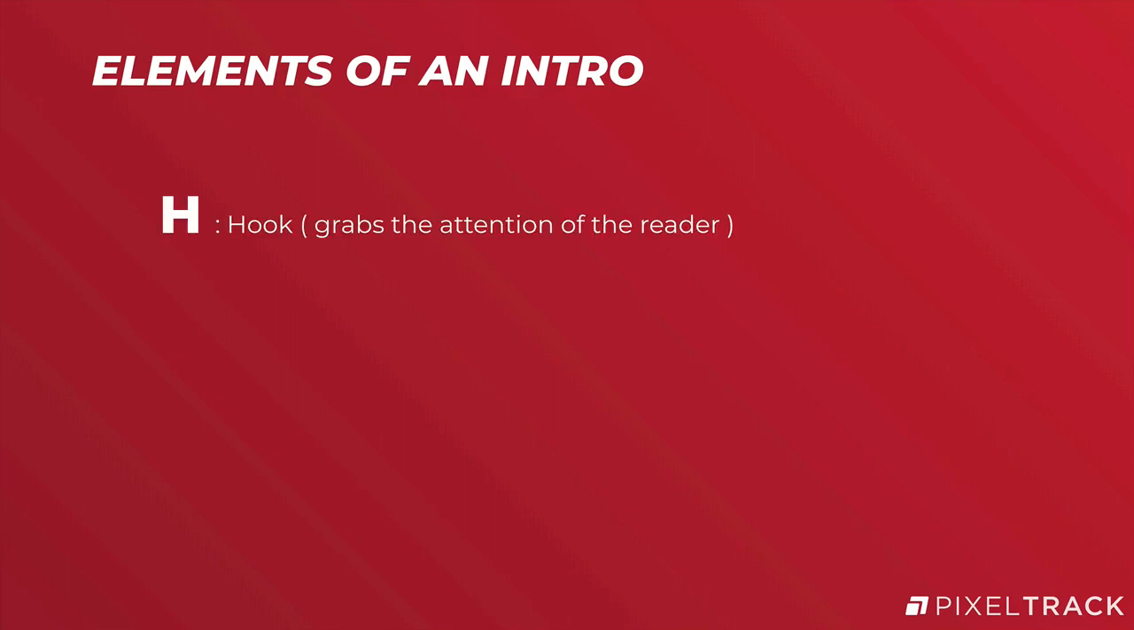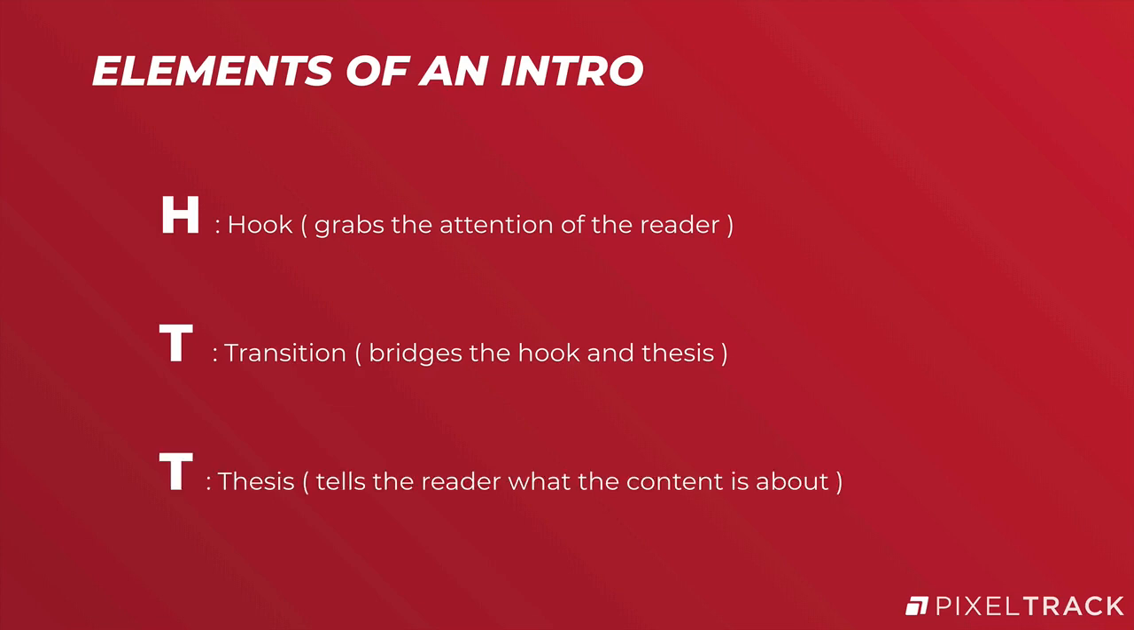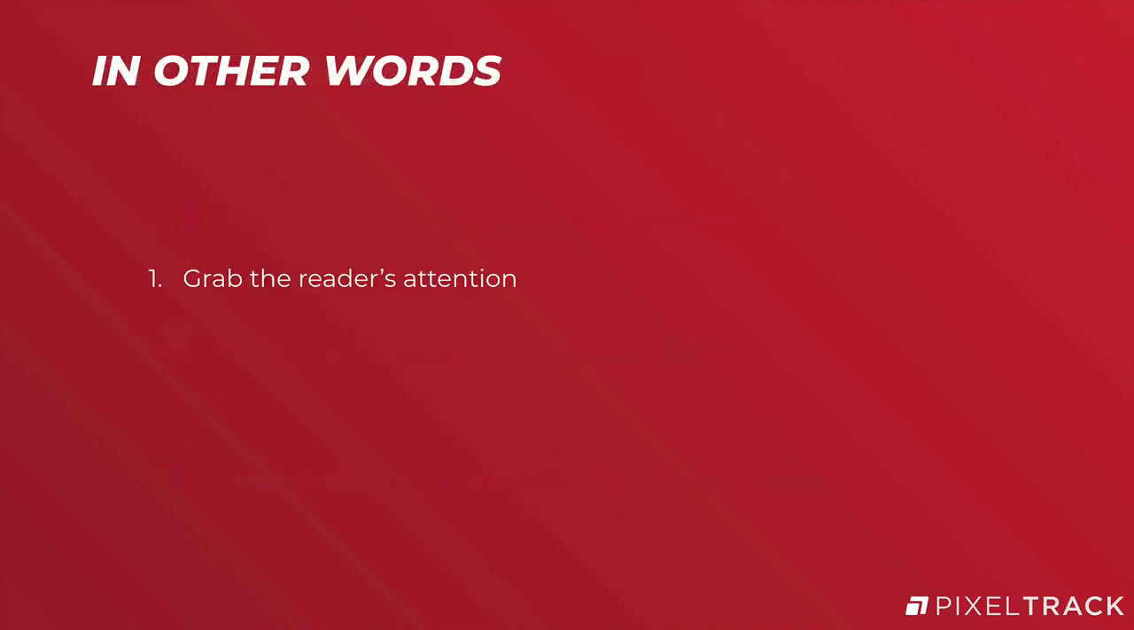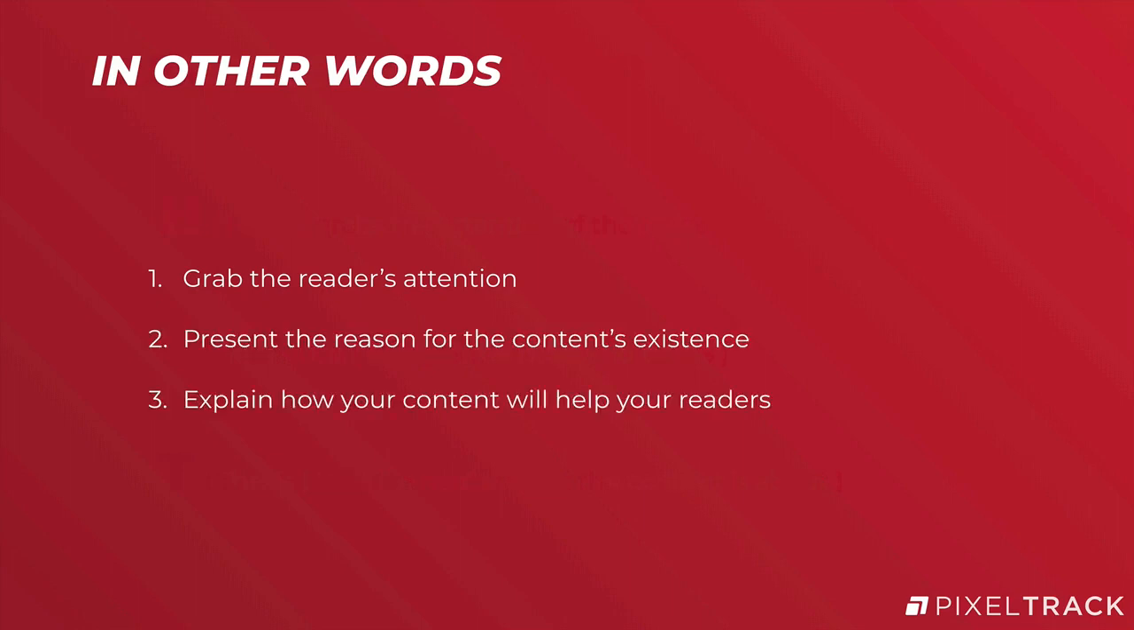Now, let's dive right into it. So, what are the main elements? The first one is the hook. The hook is what grabs the attention of the reader, which then will lead to the transition, which is the bridge between the hook and the thesis. And the thesis is what tells the reader what the content is about. Now, just remember HTT: you need to hook the reader, and you need to transition them into the thesis. If you want me to put this in very simple words, it basically is all about grabbing the reader's attention and then presenting the reason for the content's existence and explaining how your content will help your readers.